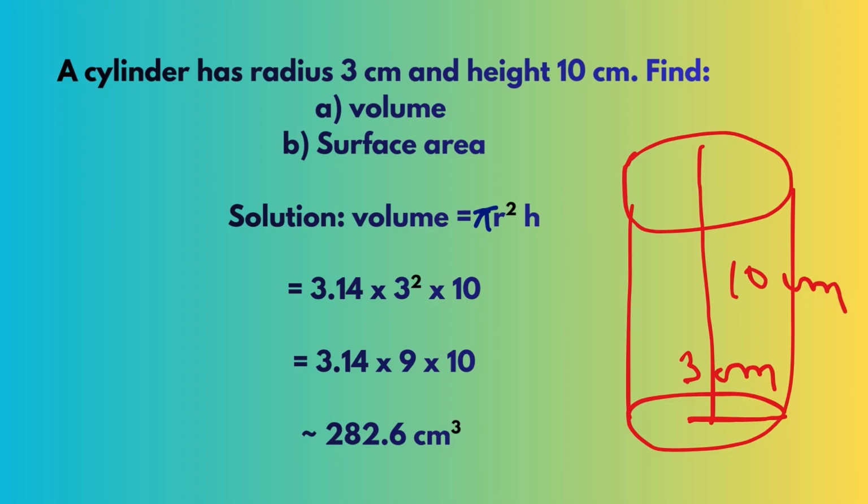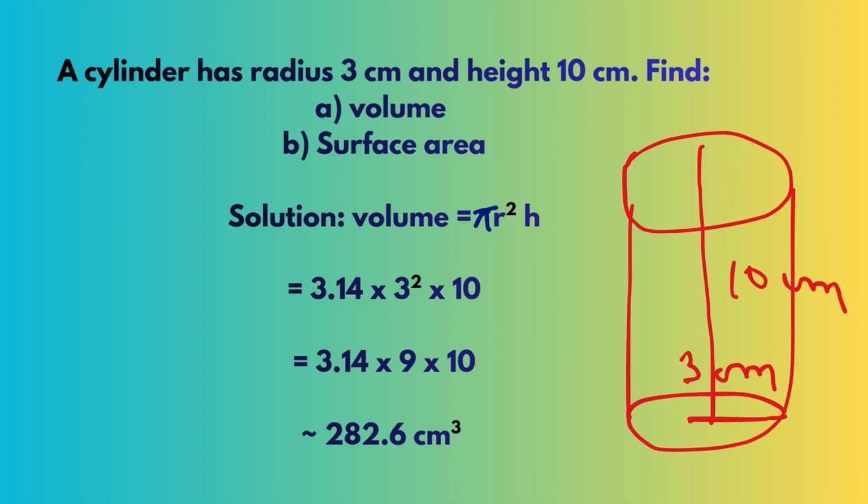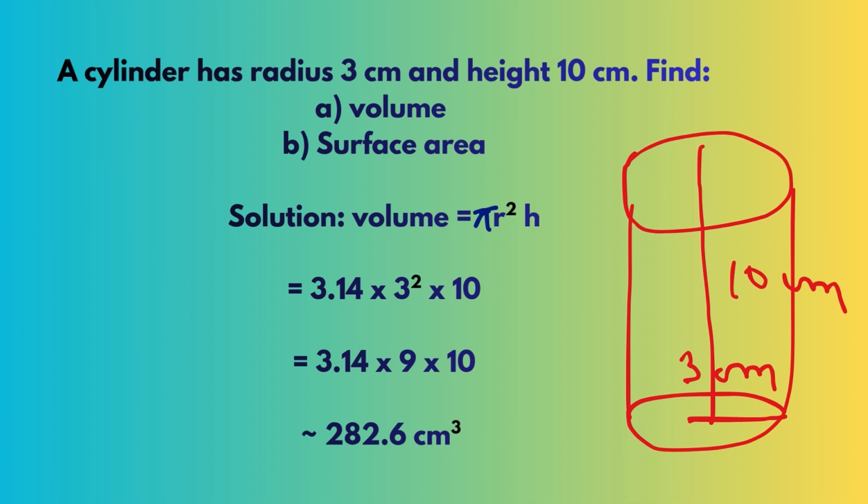Next, we move to a cylinder problem. Also we can easily find the volume and the surface area, right? I explained a few problems previously. Again a new problem. We need to find the height of the cylinder.